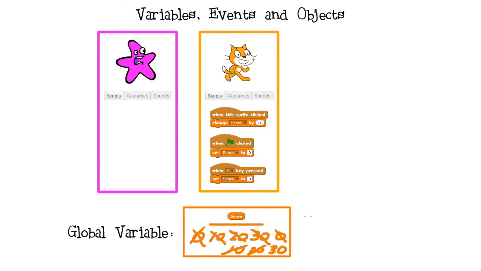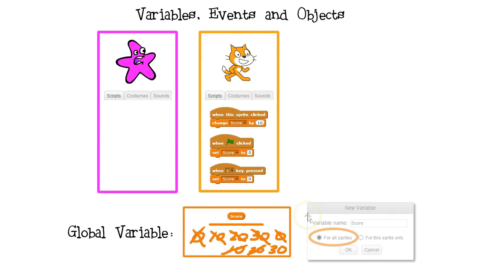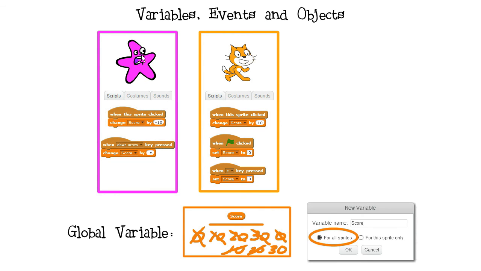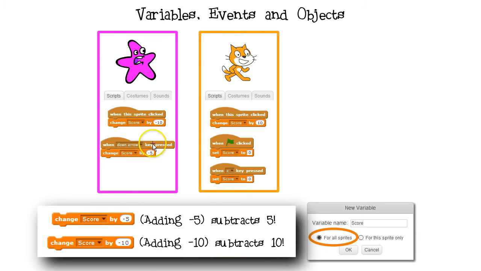What would happen if I created a starfish sprite? Since the variable score was created to be for all sprites, the starfish could change the score too. It'll need its own handlers. What if I make the grumpy starfish take 10 points away when it gets clicked on, and if I ever click on the down arrow, it'll take 5 points away? Adding by negative numbers is subtracting. So changing by -5 takes away 5 points, and changing by -10 takes away 10 points.